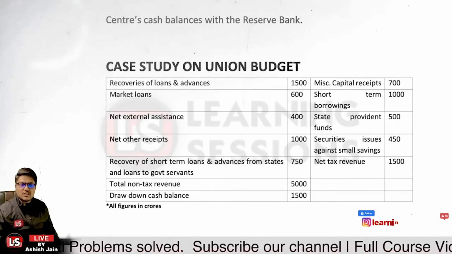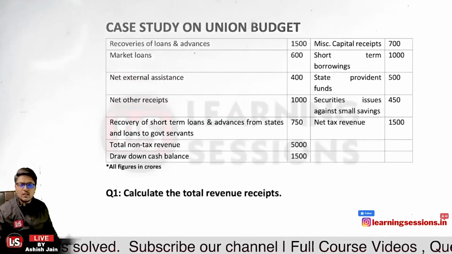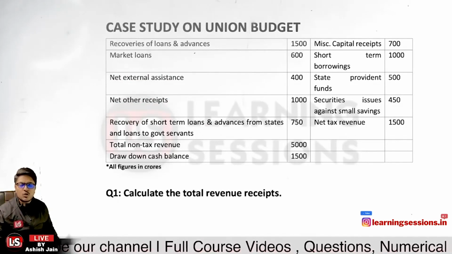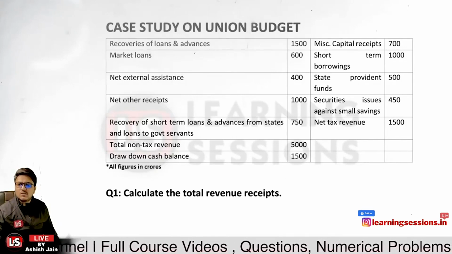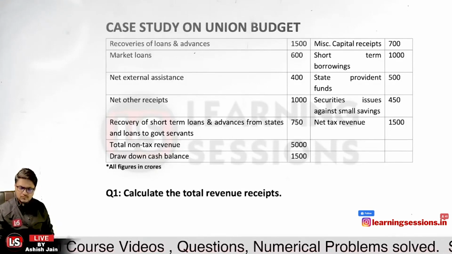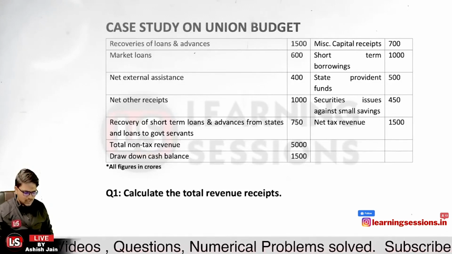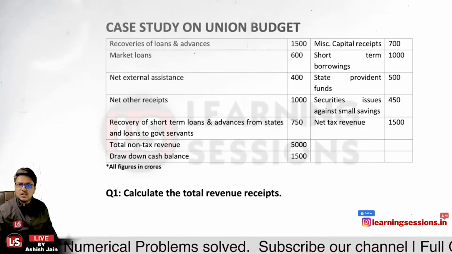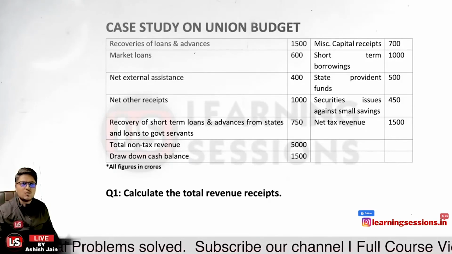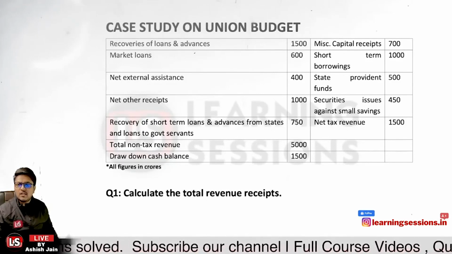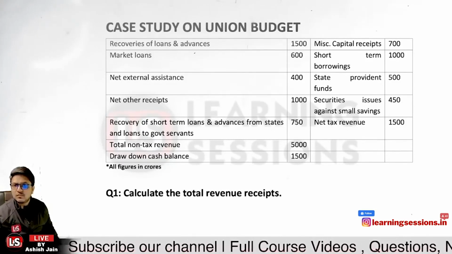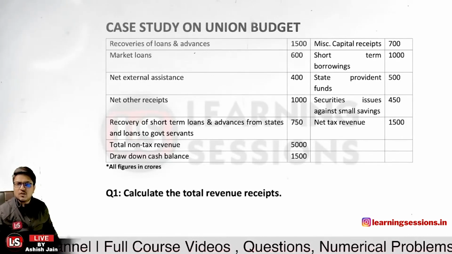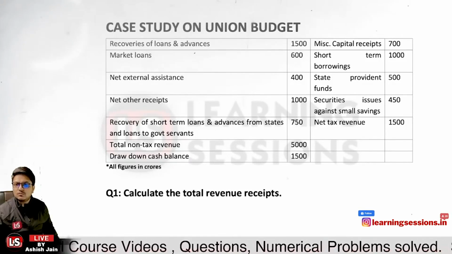The first question of this case study says to calculate the total revenue receipts. Kindly let me know at the earliest what the formula for the total revenue receipts is. The total revenue receipts are equal to the sum total of what? Kindly answer at the earliest. What is the sum total of the total revenue receipts here?